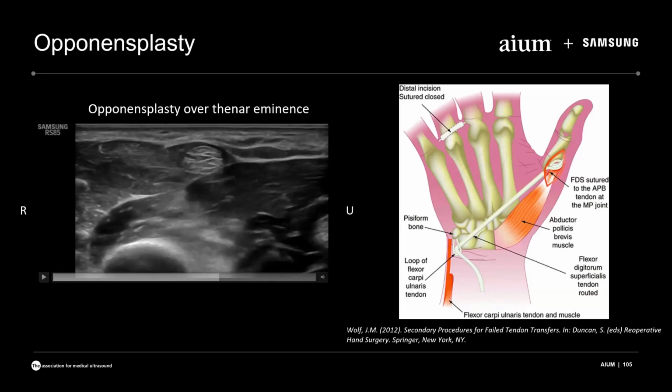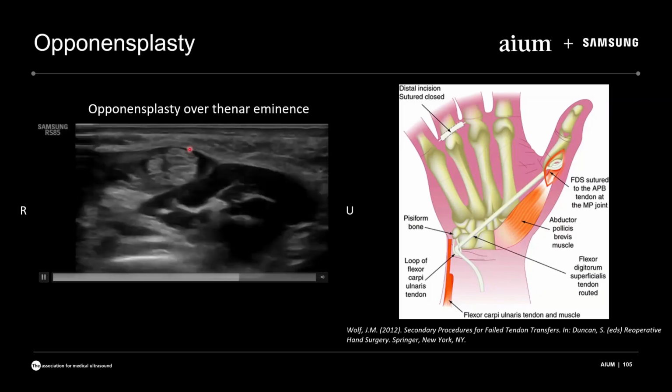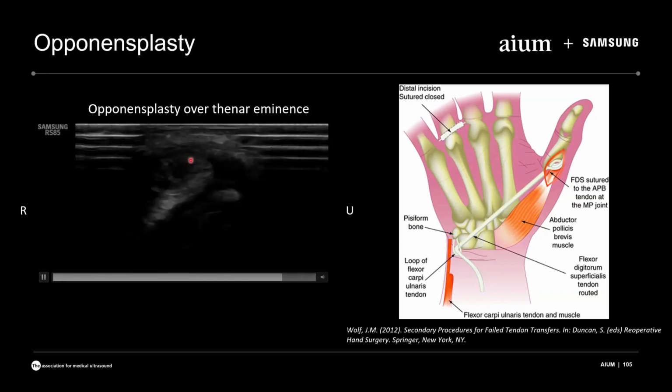This was that static image I showed you before with the APB, the opponens pollicis, and there's the flexor pollicis brevis. We're getting a glimpse of that flexor pollicis longus tendon. And now we'll continue to follow this as we're getting close to the insertion site.